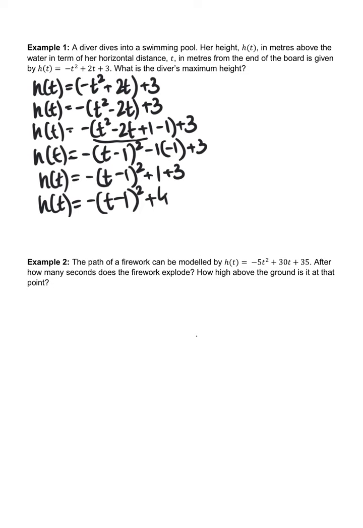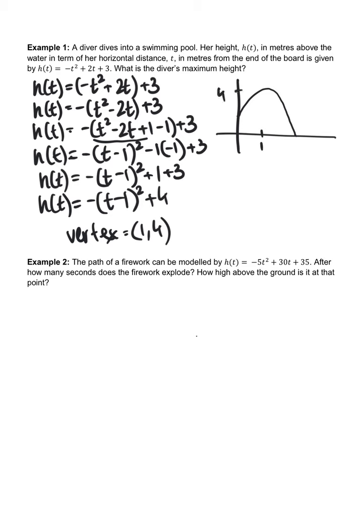And so we have a completed vertex form, and so we know the vertex is (1, 4). It wants to know what the max height is, and so our max height is going to be 4 meters, right? Because if you think about the vertex, if we just want to draw this as a graph, this is the horizontal distance, and our vertex is going to be up here, and the parabola is going to look something like this. And so this is what they're asking for. The max height is going to be 4 meters.